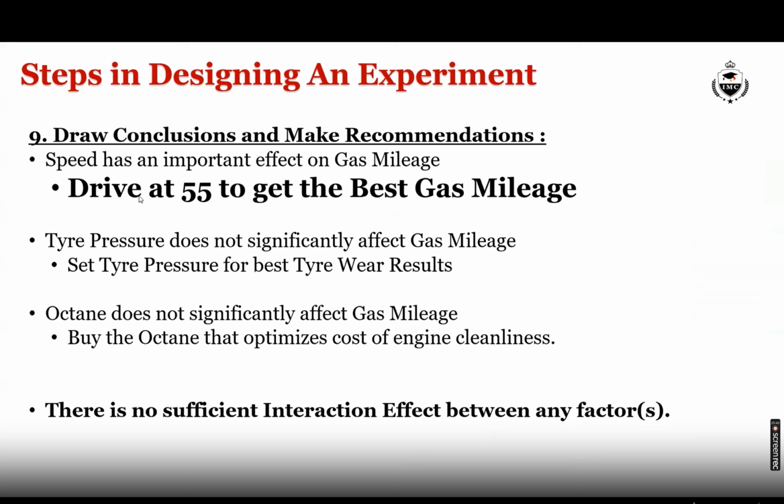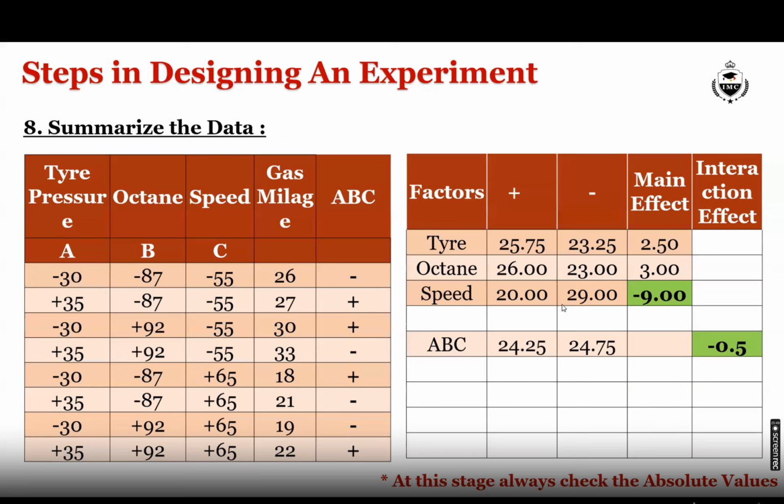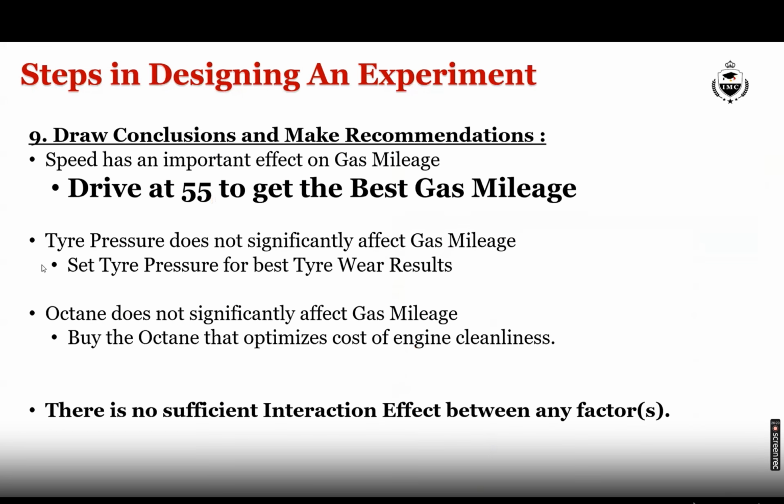But how do we come to a conclusion that we should drive at 55 miles per hour to get the best gas mileage? If you see, it is coming as minus 9. That means the minus value is more. And what is minus speed? Minus speed is 55. So we conclude that 55 miles per hour speed is the main effect on the mileage. That is the factor which affects individually. Tire and octane, their numbers are much less compared to speed. So we conclude, and also ABC, that is the interaction, that they don't significantly affect gas mileage.